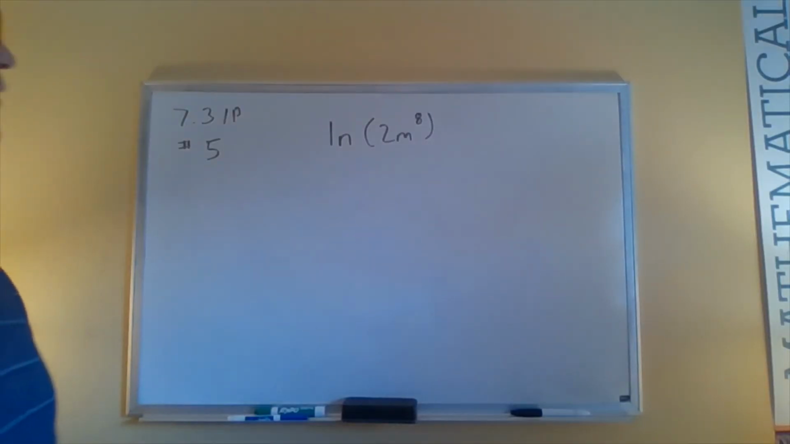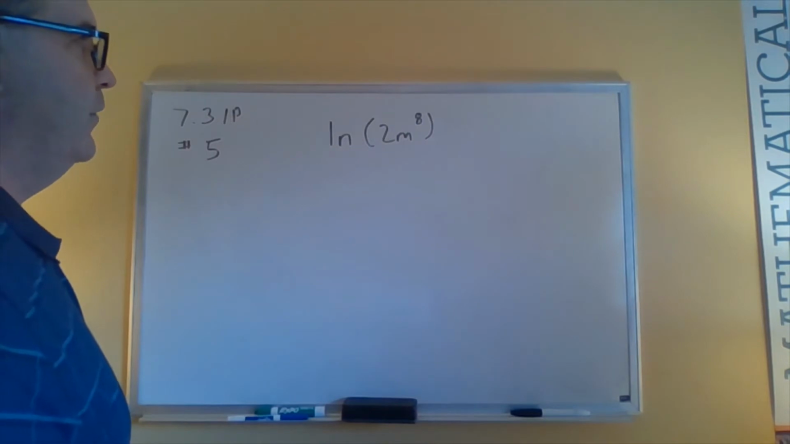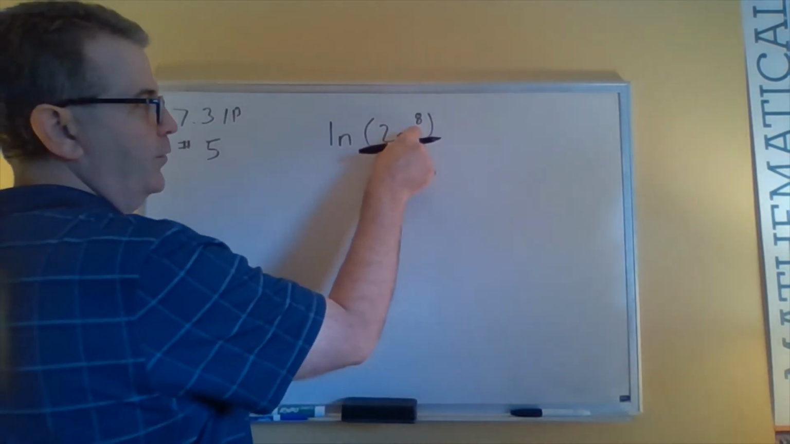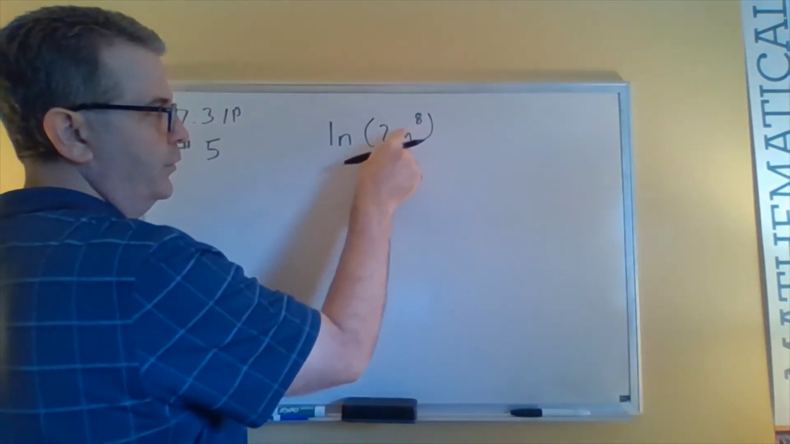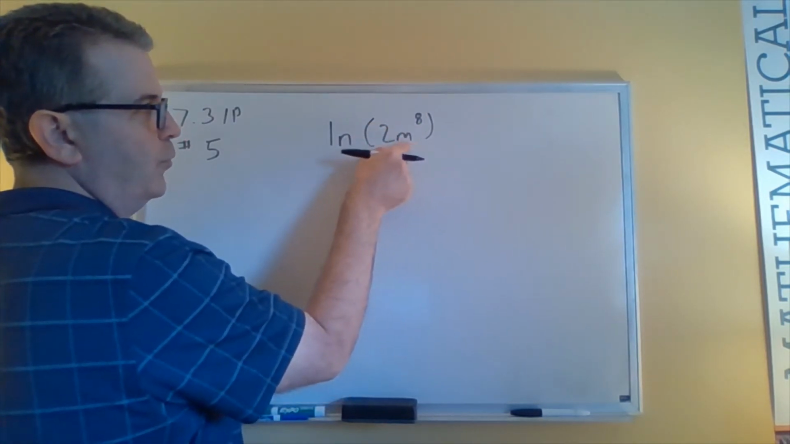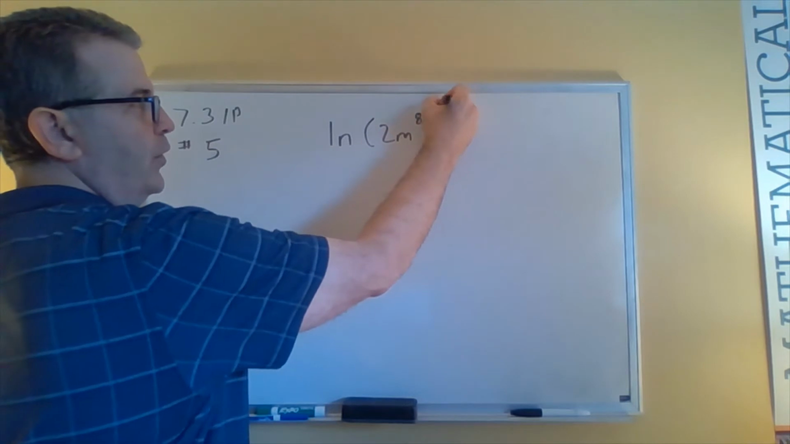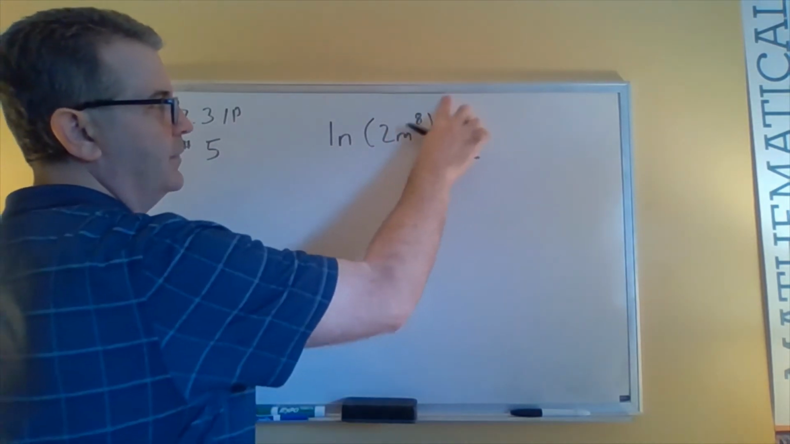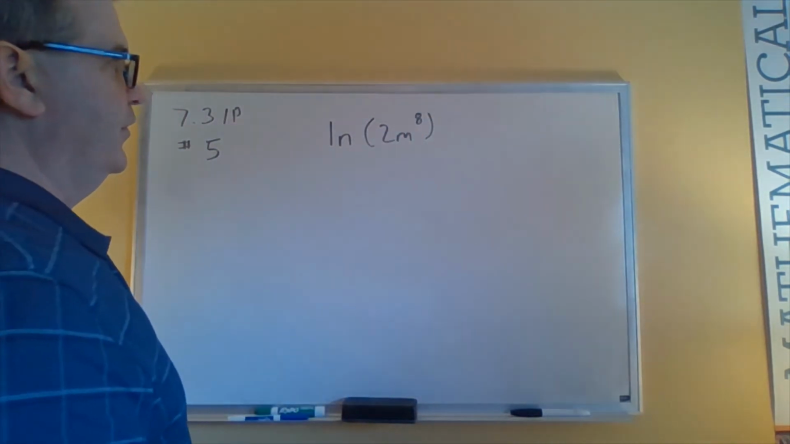Number 5, I have the natural log of 2m to the 8th. Remember, since this exponent is inside the parentheses, it only applies to the m. It doesn't apply to this whole expression inside here. If it were to apply to the 2 as well, our exponent would be out here, but it's not. So the exponent only applies to the m.